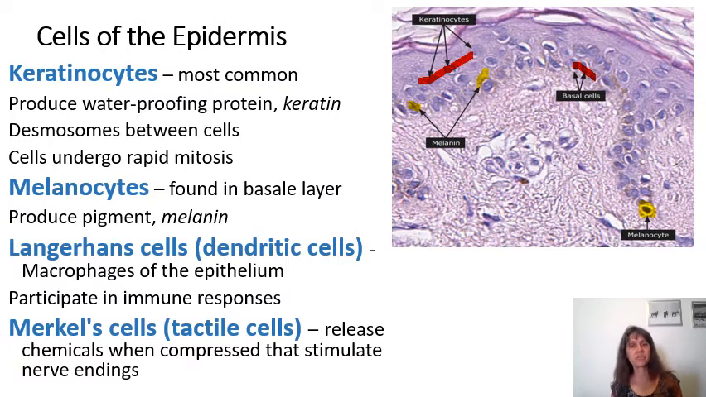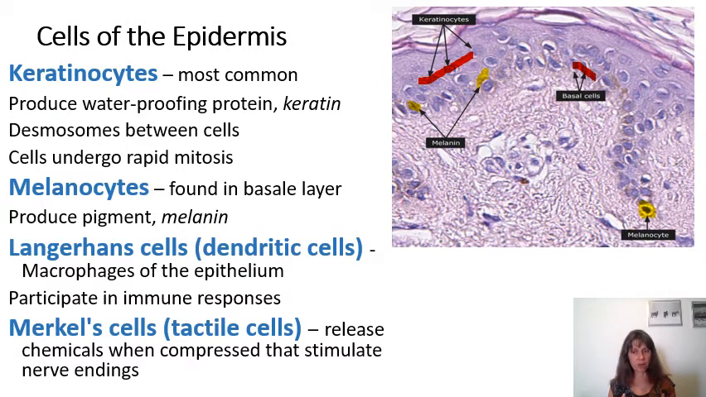So again, just to review, we said that keratinocytes are important because they produce the protein known as keratin, which helps to make your skin a little bit more waterproof than it would be without that protein. It also helps to make the skin a little bit tougher, a little bit harder. And the keratinocytes are the most common type of cells found in the epidermis. They are held together by desmosomes.